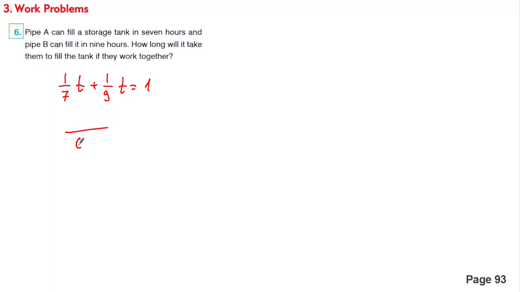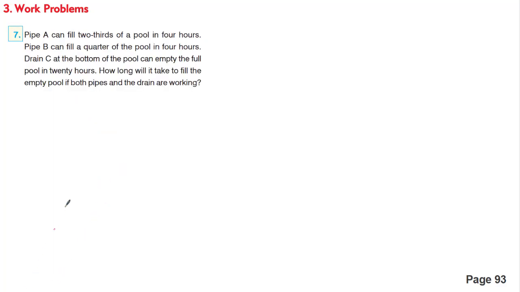Now the least common multiple being 63, 9t plus 7t is 1. 16t is 63. That leaves t is 63 over 16.